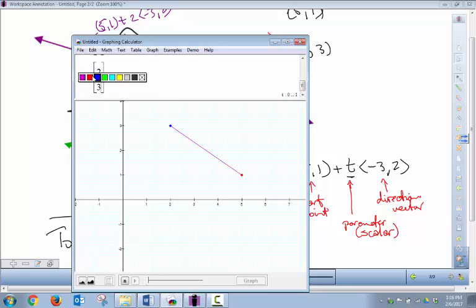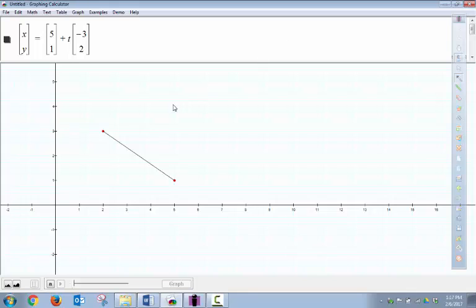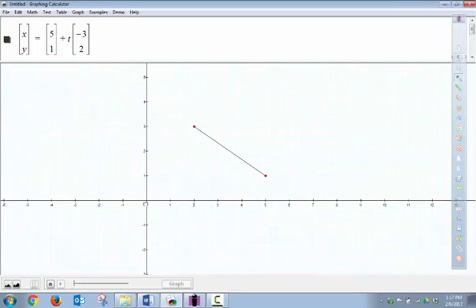So if we identify these points, (5,1) and (2,3), the line segment that was drawn only drew from those two points. It's not a whole line. Any ideas on what I'm doing here that's keeping it from drawing the whole thing? Because a line is supposed to go infinitely long in either direction. You understand what I'm asking? Okay.